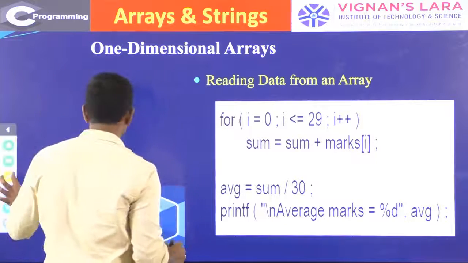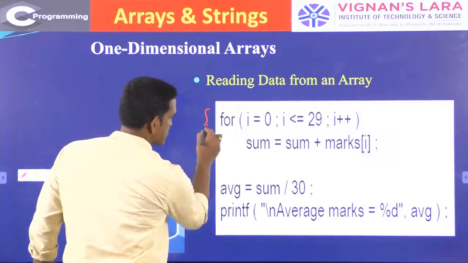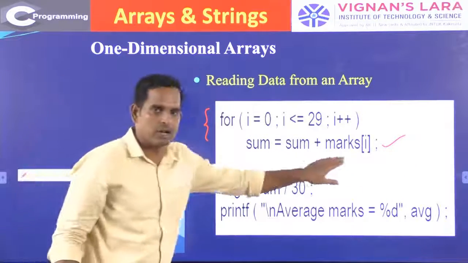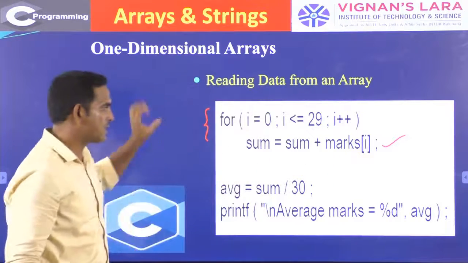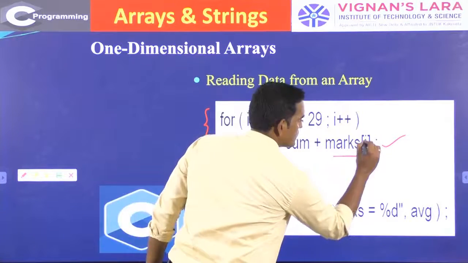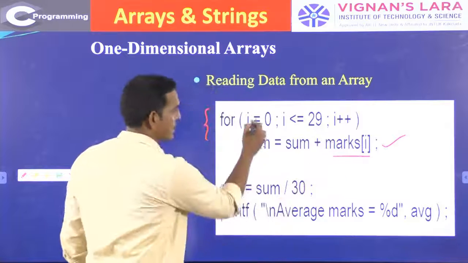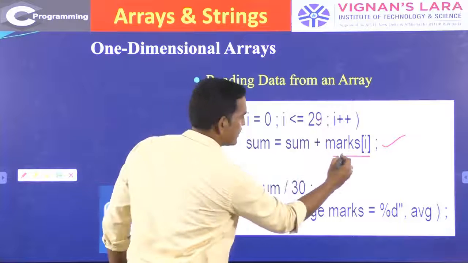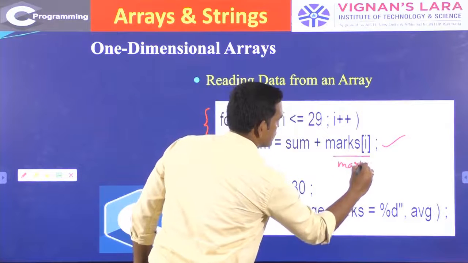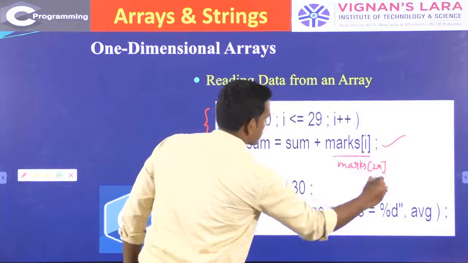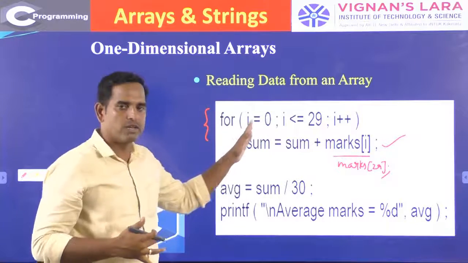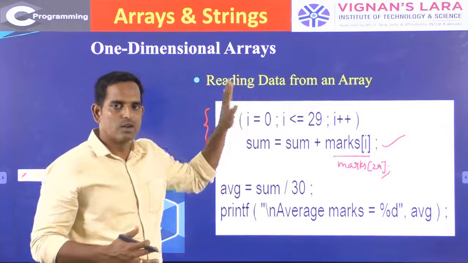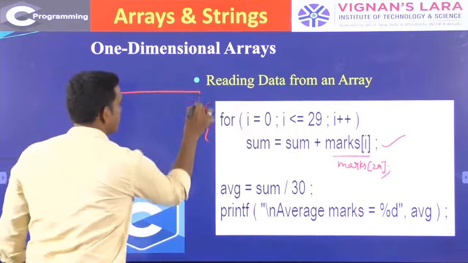So if you see this example, we have two examples here. One is to sum your particular values in your marks. We are going to sum all the marks in your complete marks array. So when your I value is 0, it will take marks of 0. When your I value is 1, it will take marks of 1. Like this, when your I value is equal to 29, it will take marks of 29. So based upon your array, I value will be changing, and you can access or read all the elements in your array.